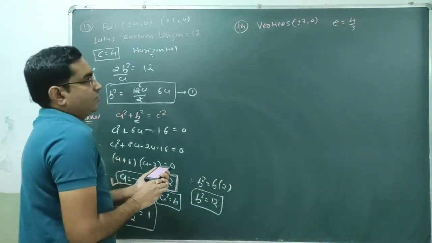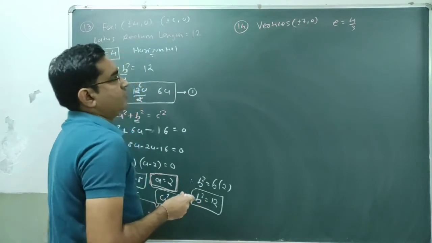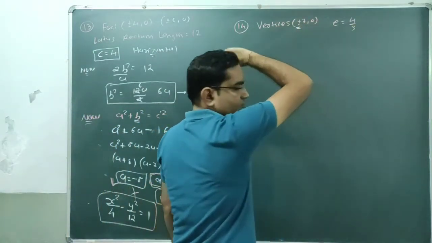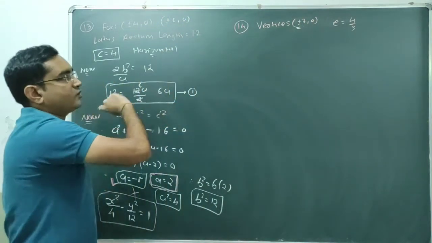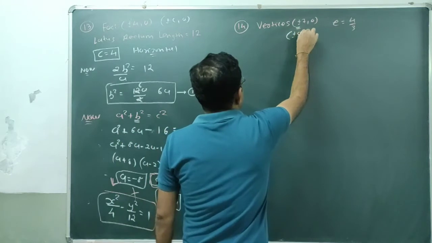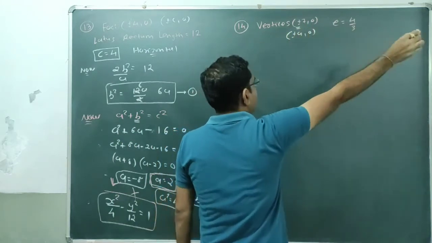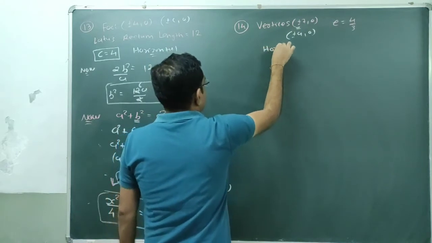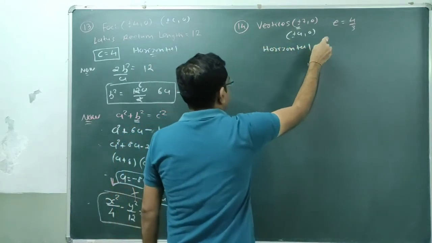So now again, the vertices of our hyperbola lie on which axis? Y coordinate 0 lies on the x axis. So coordinates of vertices are plus or minus a, 0, which lies on the x axis. Again, it's the case of a horizontal hyperbola. Done.